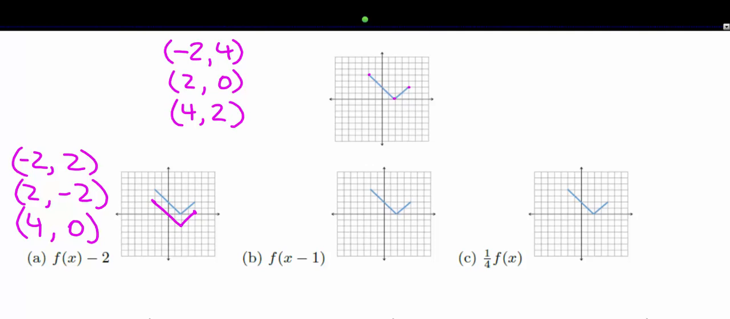If it's on the outside, you do exactly what it says to the y's. If it's on the inside, you do the opposite to the x's. So let's look at this one. This one is f of x minus 1. That means everything is moved to the right 1 unit. So if you look at this, it's going to look something like that. In other words, all these x's have 1 added to them. Yeah, like that.